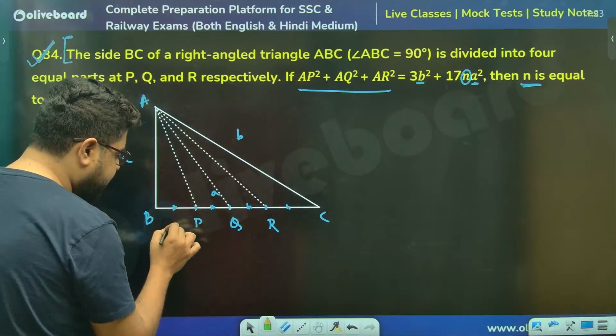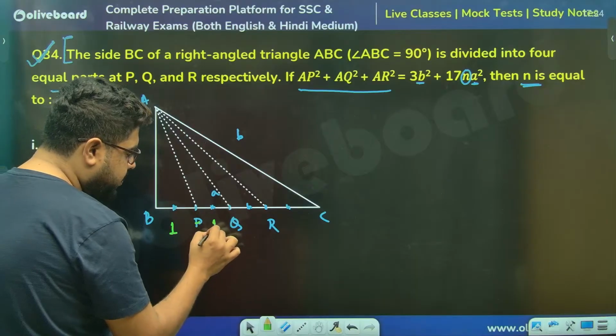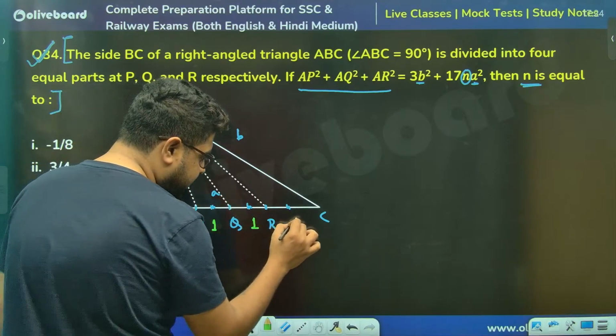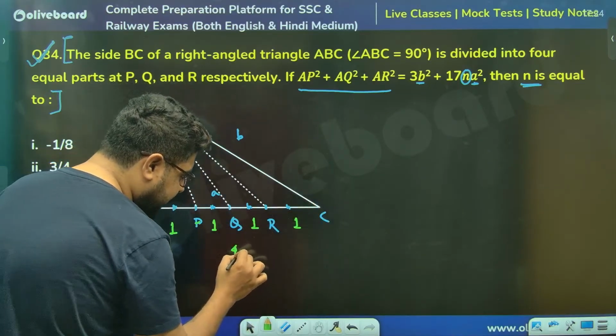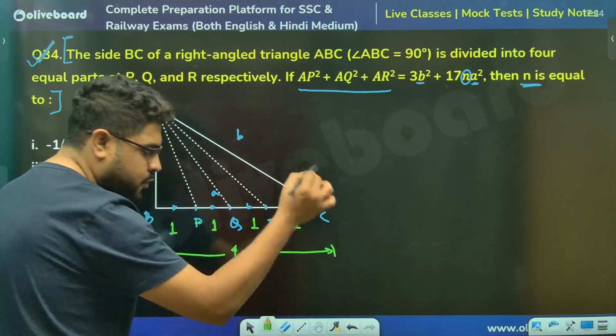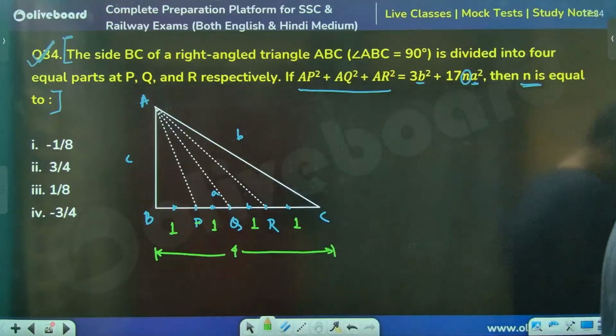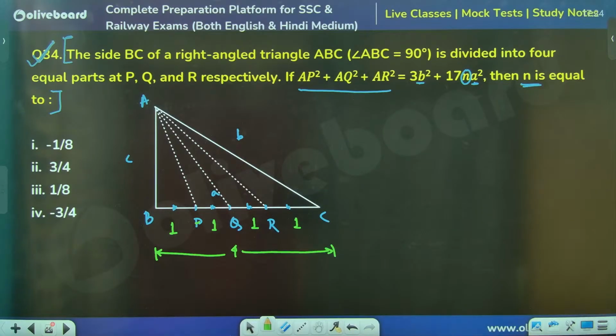Meaning, for example, if I take one here, BP is 1, PQ 1, 1. So this whole side length is 4, sir. Correct, sir? This whole side length is 4. Everyone agrees with me here?